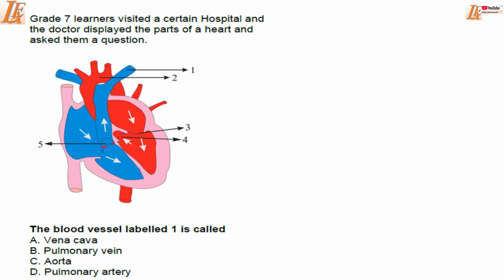Question 8. Grade 7 learners visited a certain hospital and the doctor displayed the part of the heart and asked them a question. So this is the heart that the doctor displayed, and this is the question. The blood vessel labeled 1 is called, so in this case we have this blood vessel labeled 1. What is its name? So before we respond, let's first look at the structure of the heart.